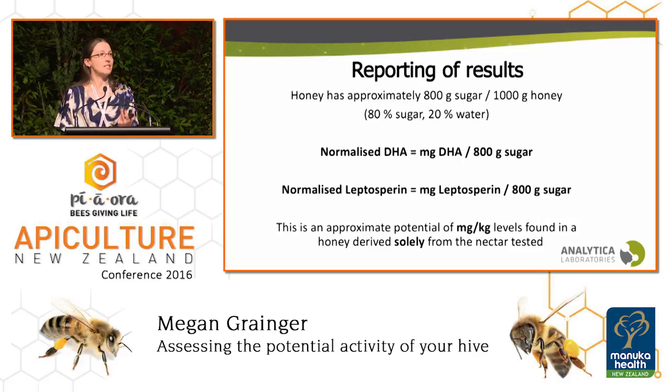So instead of talking about normalized DHA being milligrams of DHA in 800 grams of sugar, I'm just going to, for ease today, just say milligrams per kg, because they're more or less equivalent. So for a sample, this milligrams per kg would be what you would find in a honey that was solely derived from the nectar that we've just tested. But how does this compare to the actual honey?